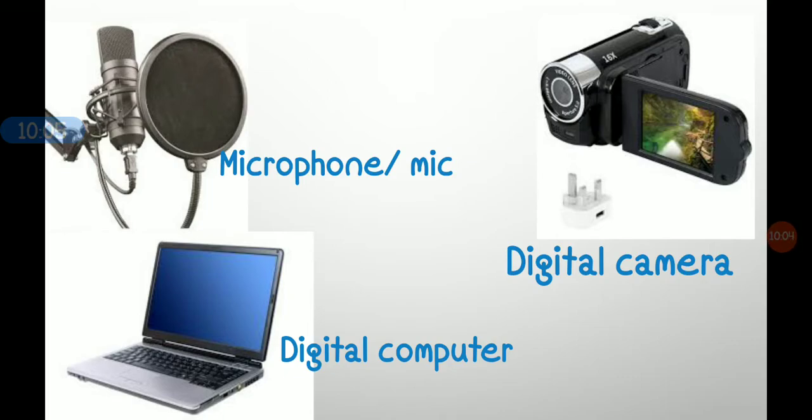Digital camera. Digital camera captures the real event or video and can be sent into the computer for processing. So, digital camera is also considered to be an ICT tool, one of the hardware tools used in ICT. Digital computer. Digital computers are widely used all over the world.